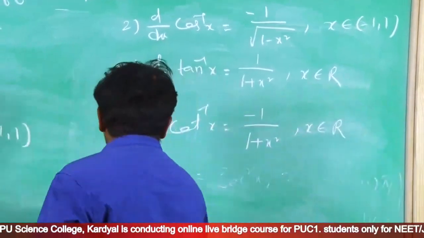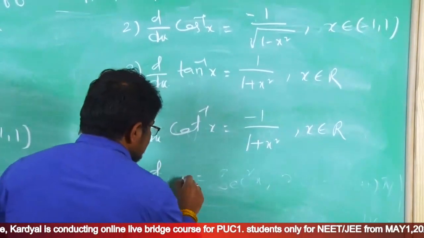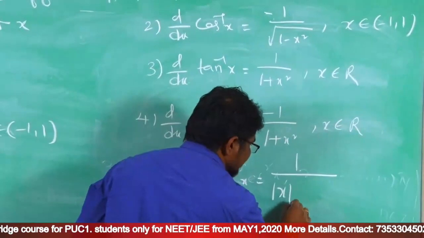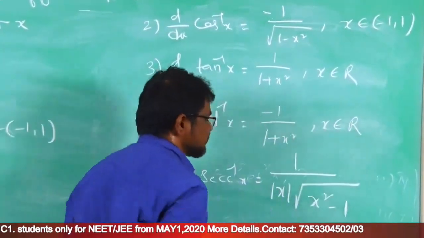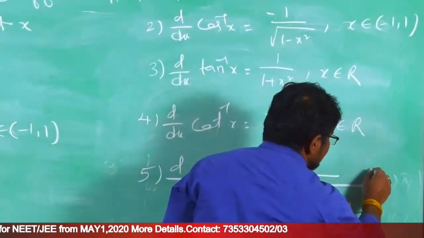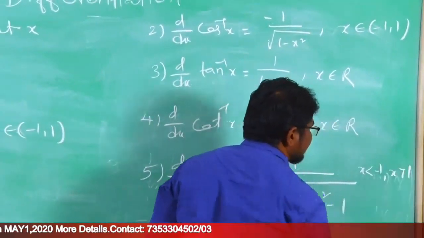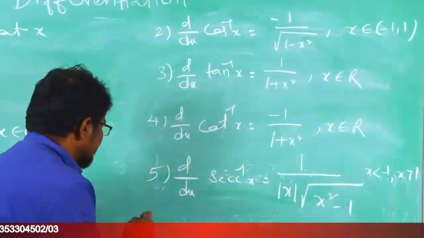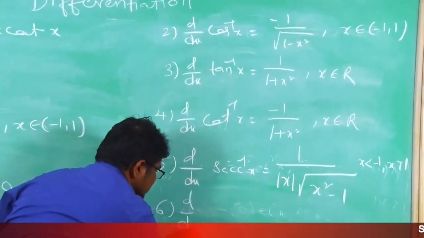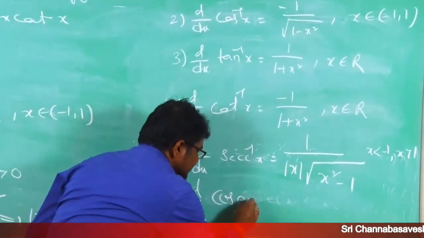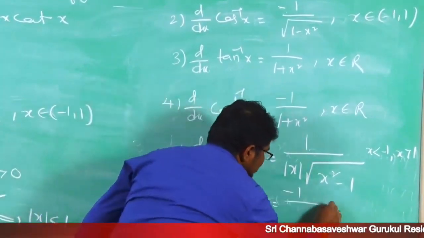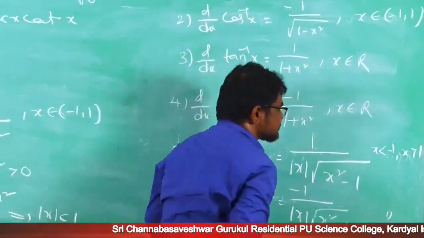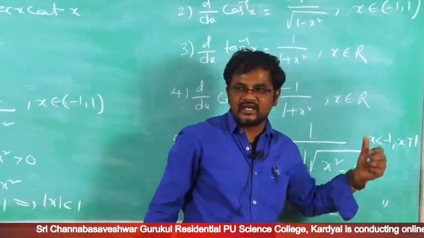And the fifth one is d by dx of secant inverse x equal to 1 by modulus of x into root of x square minus 1. When does it exist? It exists whenever x is less than minus 1 or x is greater than 1. In this interval only secant inverse exists. Next one is d by dx of cosecant inverse x equal to minus 1 by modulus of x into root of x square minus 1. This is also the same, x less than minus 1 or x greater than 1.